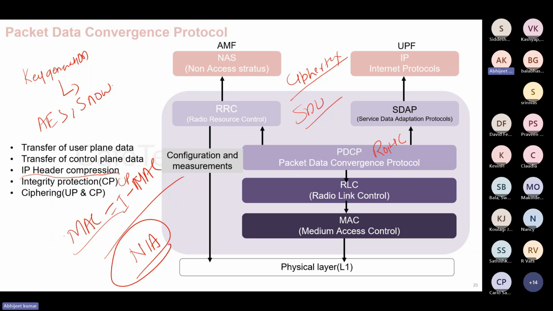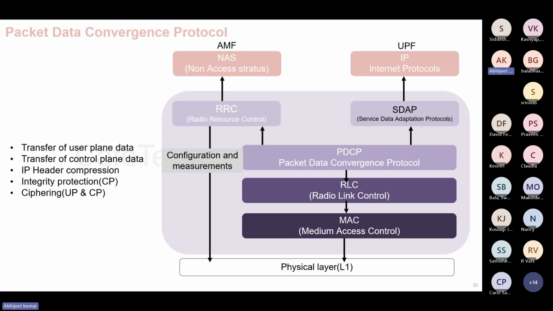Then on the other side you have to do the integrity verification. When you receive the packet, the device uses the same integrity algorithm and calculates the message authentication code. If the calculated MAC matches the one they received, you confirm that the message is authenticated and there is no alteration during the transmission. So encryption and integrity are very important in 5G, and that is handled by the PDCP layer.